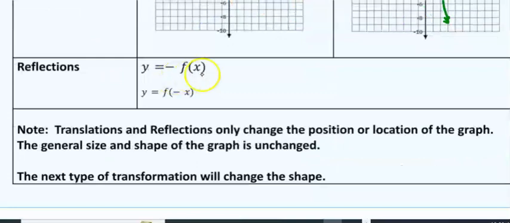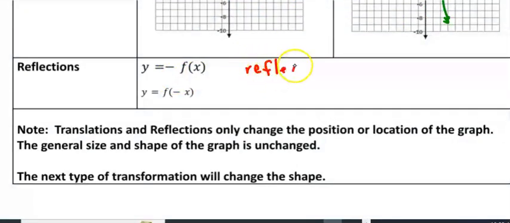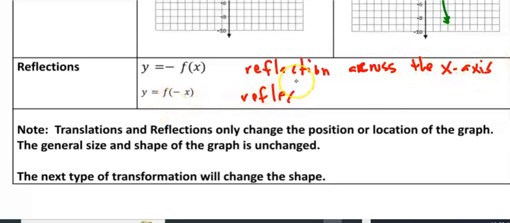So, negative out in front is a reflection across the x-axis. Here I negate the x, so it's a reflection across the y-axis. Okay?